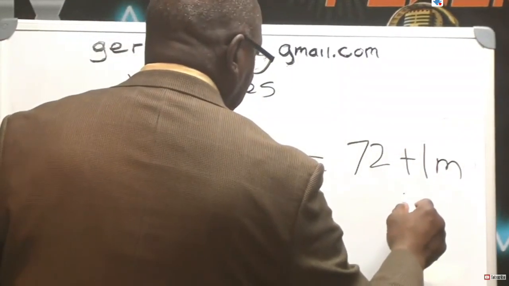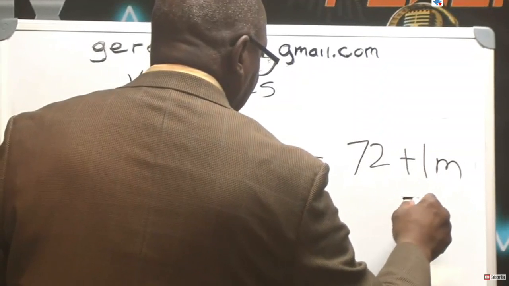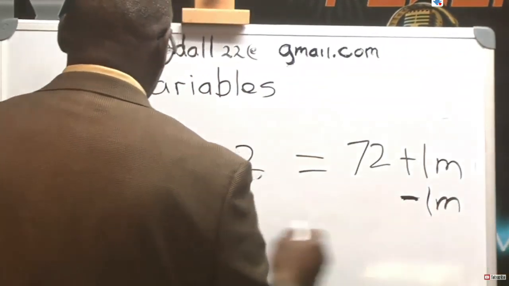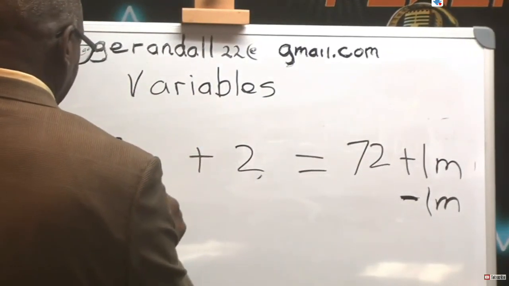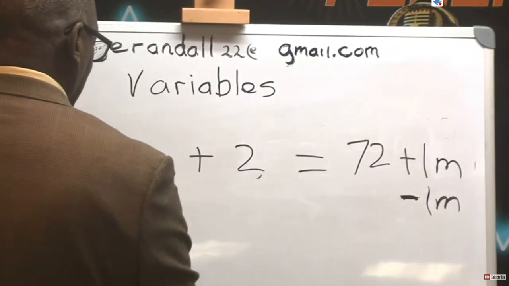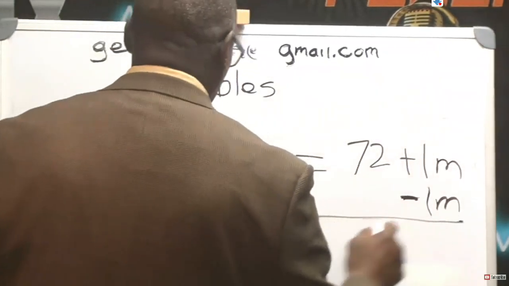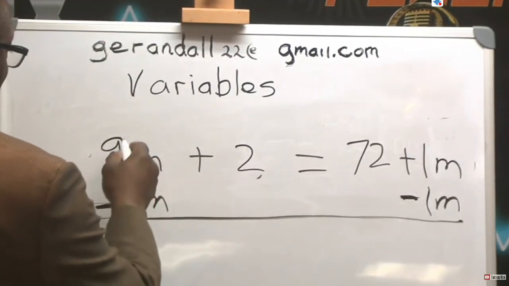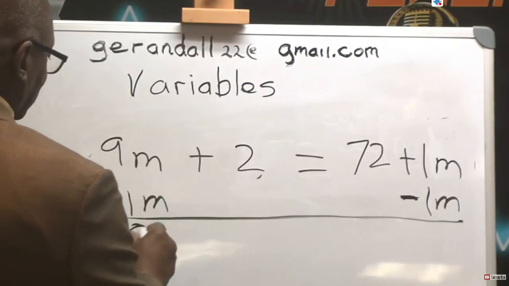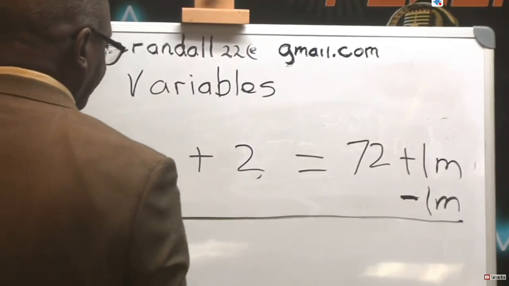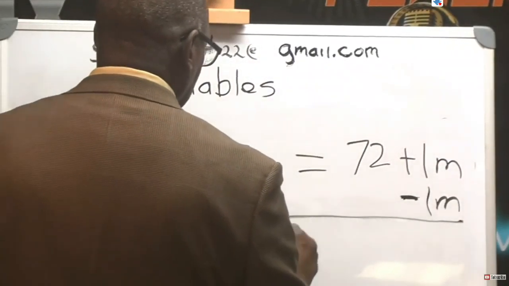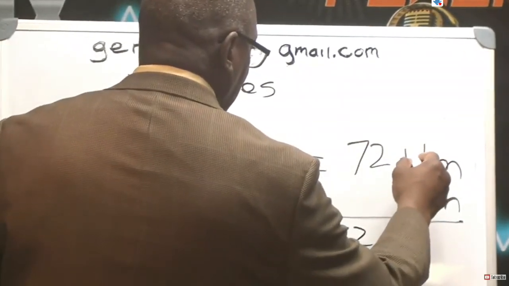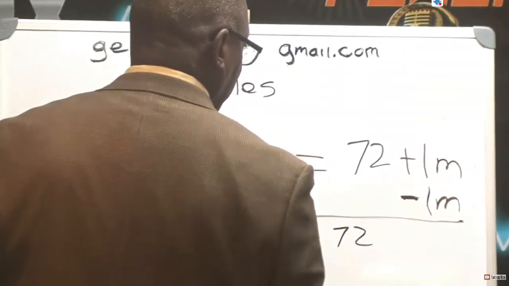It says plus 1, so we're going to subtract 1m. Did it on the right. Got to bring it over here. Subtract 1m. You draw a line. Even though you have a variable, 9 minus 1 is 8. 8m plus 2 equals 72. Because over here, plus 1 minus 1 is 0. So that's gone.